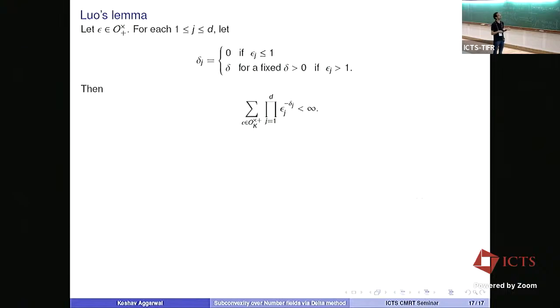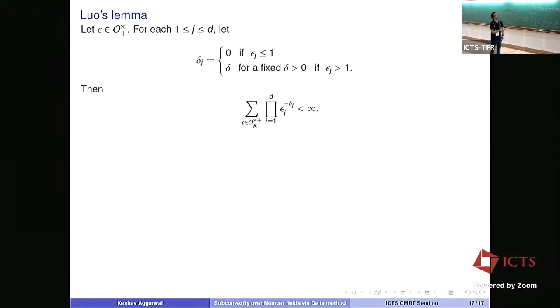And for that, we use the lemma of Wenji Luo. So this is Luo's lemma. So if you take a totally positive unit, you can choose certain powers such that a certain sum of the product converges. Okay, so over here, how are we choosing? So if the jth embedding of this totally positive unit is less than or equal to 1, we choose this power to be 0. But if it is bigger than 1, you choose the power to be a fixed delta, which is bigger than 0. Okay, so you fix that.